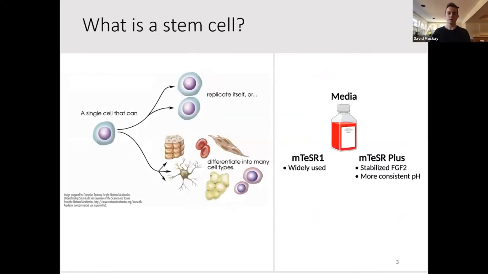But what is a stem cell? A stem cell is a cell that can make copies of itself or become other types of cells in our bodies. Stem cells are grown in media with specific stem cell nutrients and growth factors. mTeSR1 is a widely used stem cell media, but this has recently been improved to a new version called mTeSR Plus. Both of these media are sold by STEMCELL Technologies. Next slide, please.